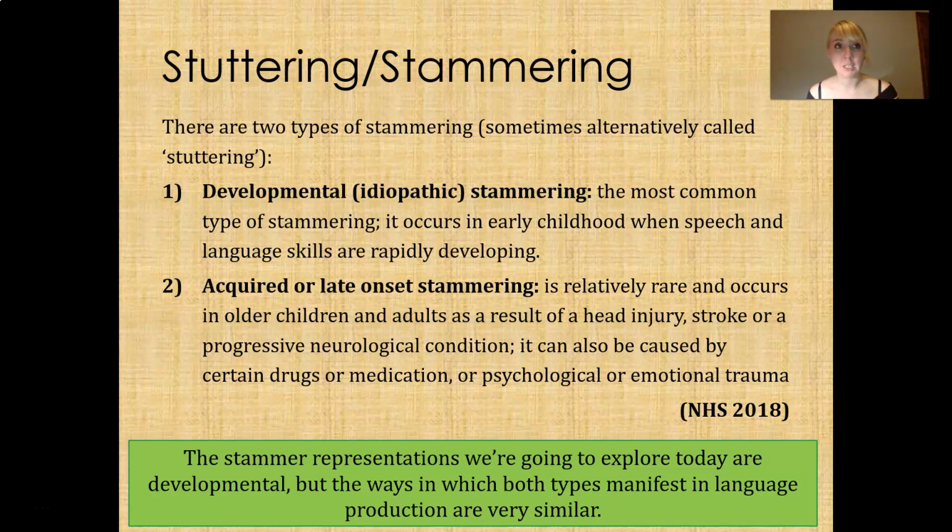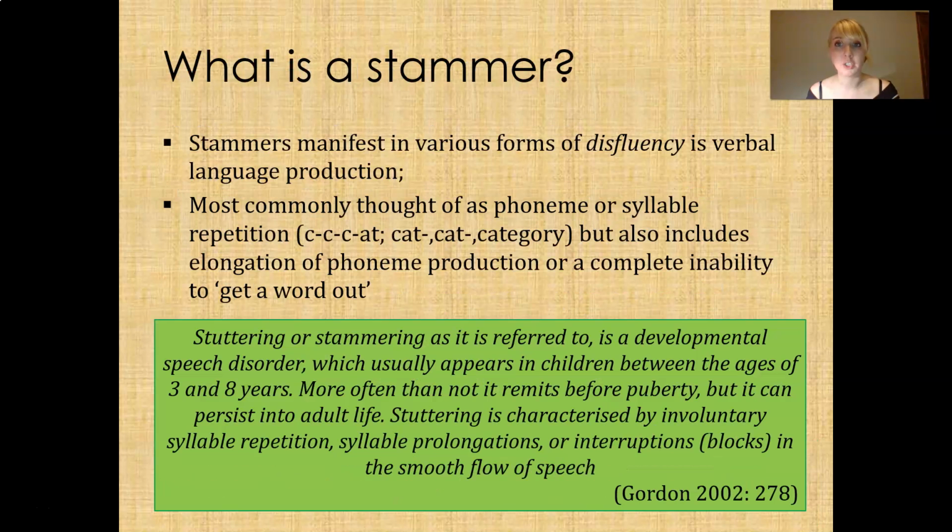So I'm going to talk to you about some of the characteristics of stammering, and you will tend to find that whether or not somebody has a developmental or a late onset stammer, the particular characteristics that it possesses in terms of how they communicate will tend to be the same. And I'm going to show you some examples of that as we move through this session. So what is a stammer? A stammer manifests in various forms and is generally spoken about in terms of disfluency in verbal language production.